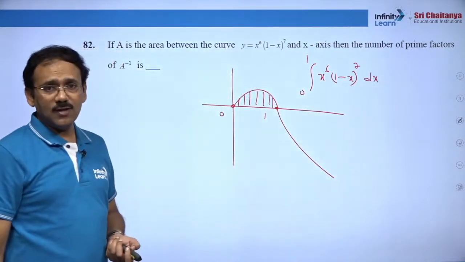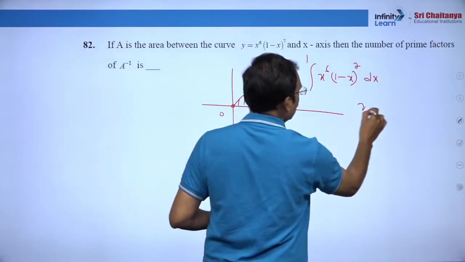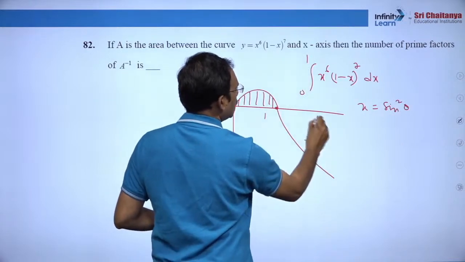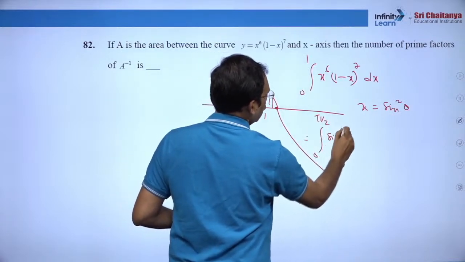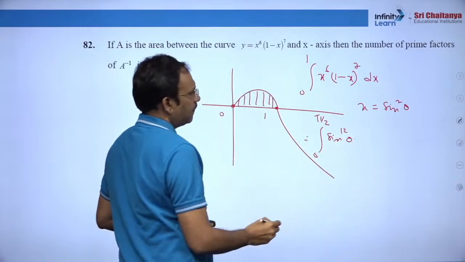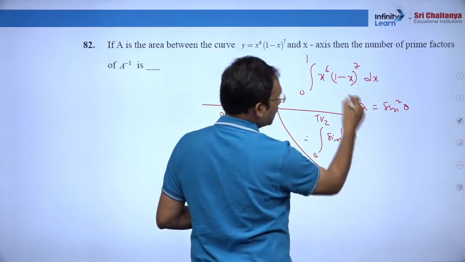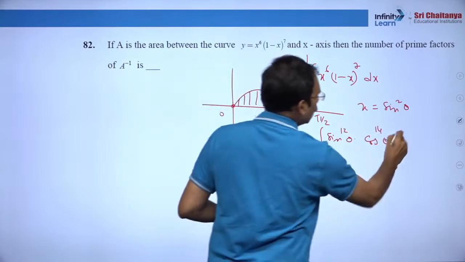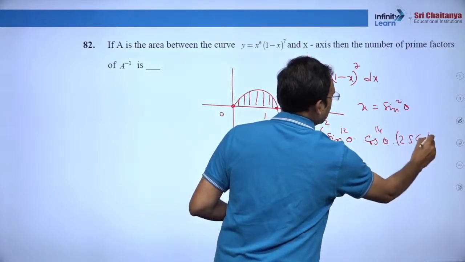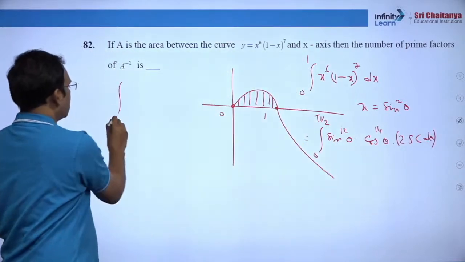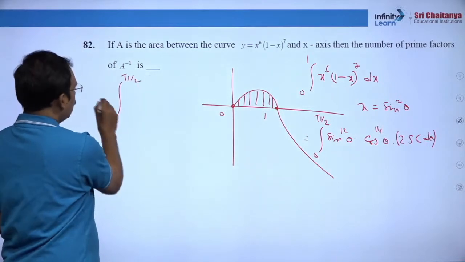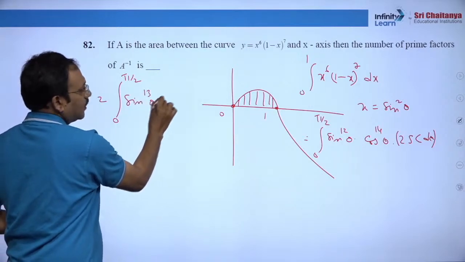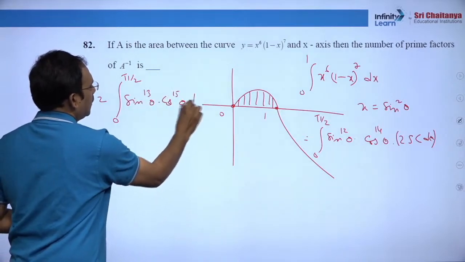To evaluate such integrals, why don't you give x is equal to sine square theta substitution, so that we can apply Wallis formula, 0 to pi by 2 sine power 12 theta, then this is (1 minus sine square theta) cos square theta, cos power 14 theta, dx is 2 sin theta cos theta d theta. So, it is going to be, dear friends, integral 0 to pi by 2, 2 can be written outside, sin power 13 theta into cos power 15 theta d theta.